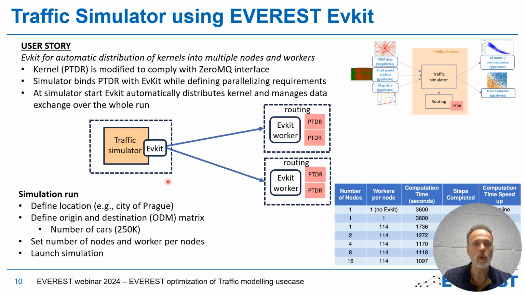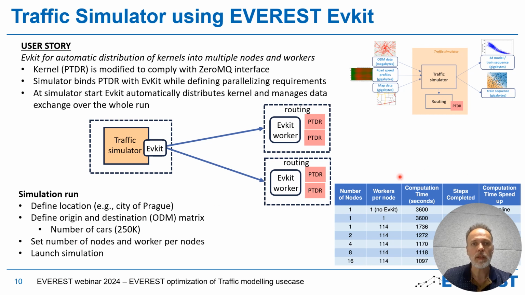For those who want to use the simulator, the user interface requires as an input location rectangle, like defining the city in which we want to execute a simulation, like for example Prague. We need to input the origin destination matrix, which actually defines the number of cars which will be used in simulator, and it needs to define the number of nodes and workers and launch the simulation.